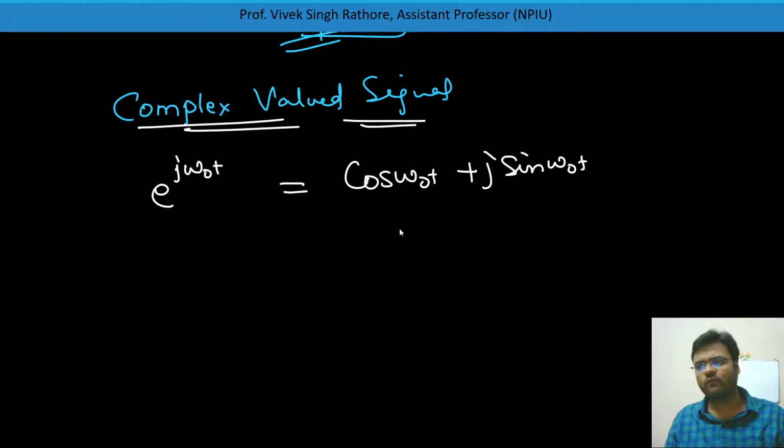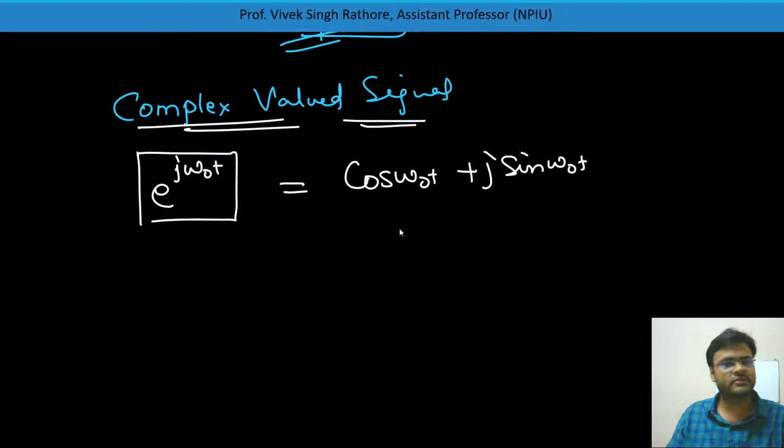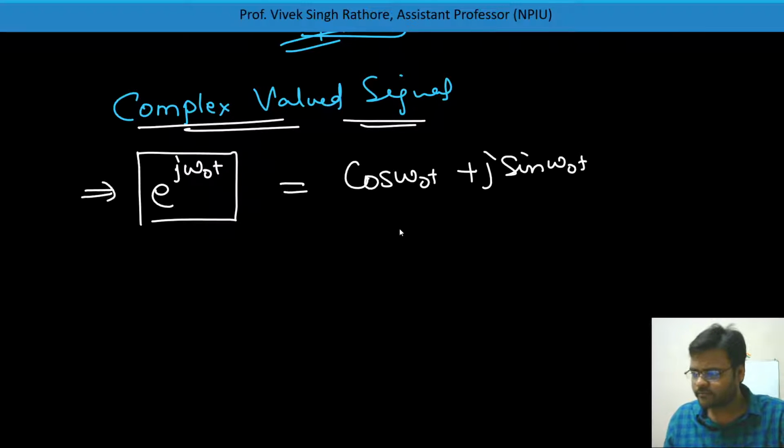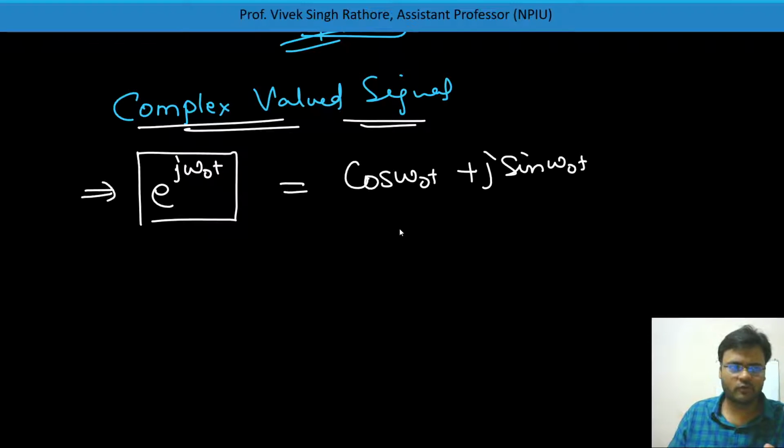Now, this signal is a periodic signal, because we have seen it earlier in the last lecture. So e to the power j omega naught t is a complex valued signal, and it is a power signal. It is a periodic signal. So by default, a periodic signal will be a power signal. Now, whenever we see a complex valued signal, we should not focus on its phase part, we should only focus on its amplitude part. And in the same way we can calculate energy and power.